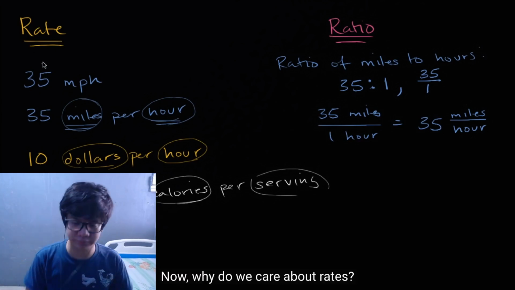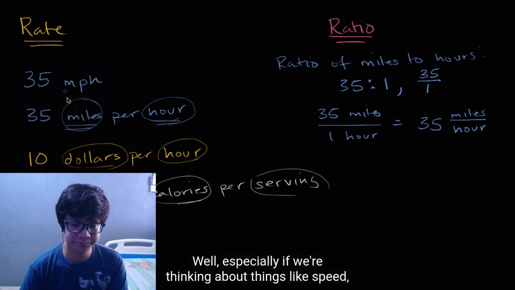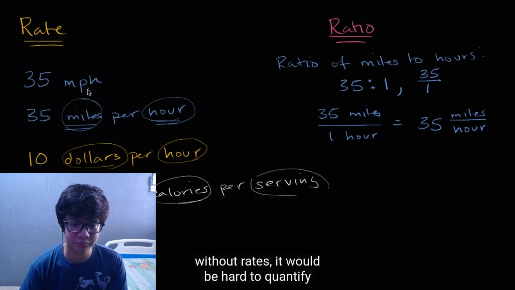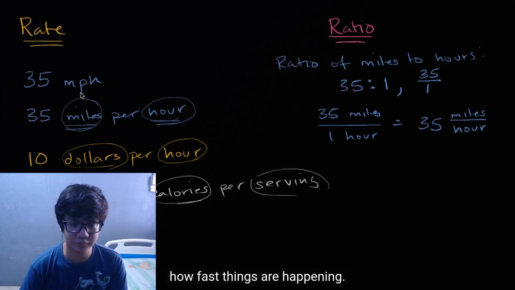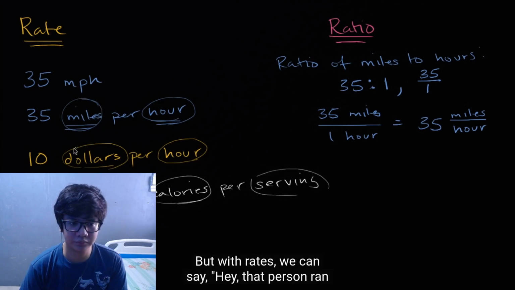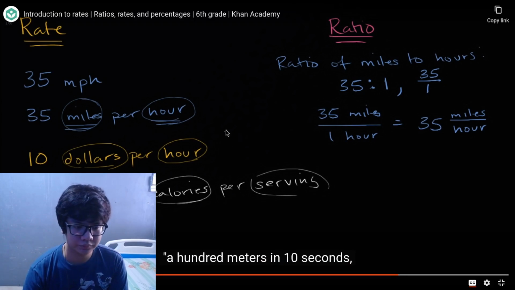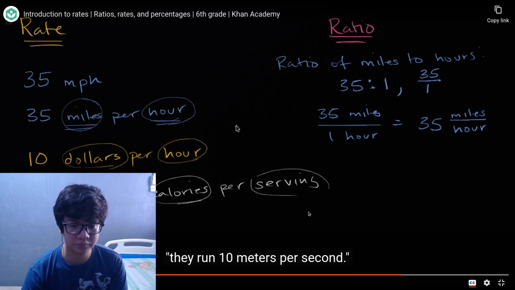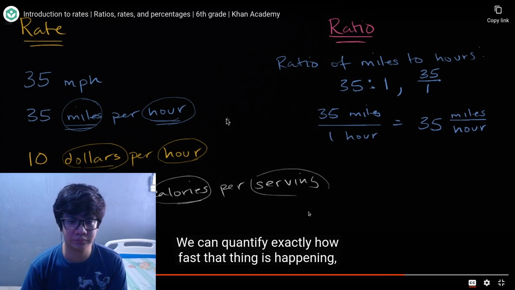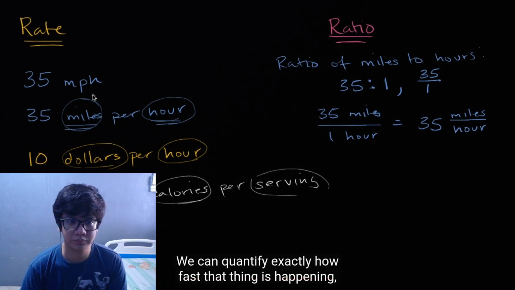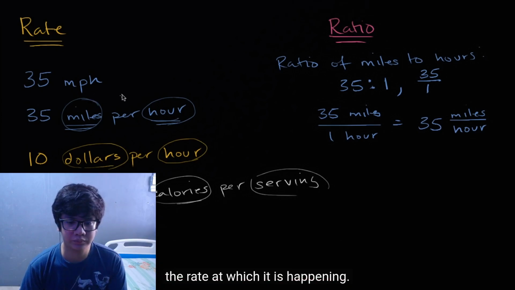Now, why do we care about rates? Especially if we're thinking about things like speed, without rates, it'd be hard to quantify how fast things are happening. Otherwise, we'd be in a world where we're saying, hey, I'm faster than you, or she's faster than me, but we wouldn't be able to quantify exactly how fast they are. But with rates, we can say, that person ran 100 meters in 10 seconds. They run 10 meters per second. We can quantify exactly how fast that thing is happening, the rate at which it is happening.